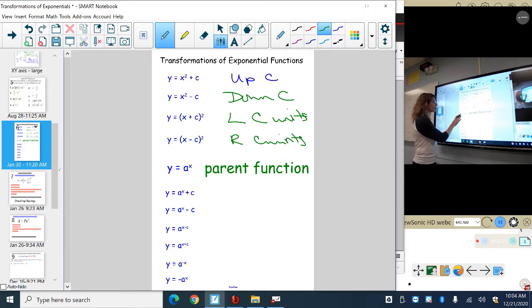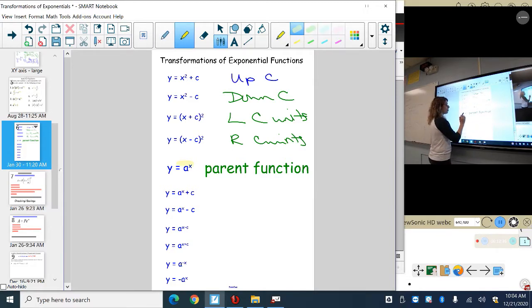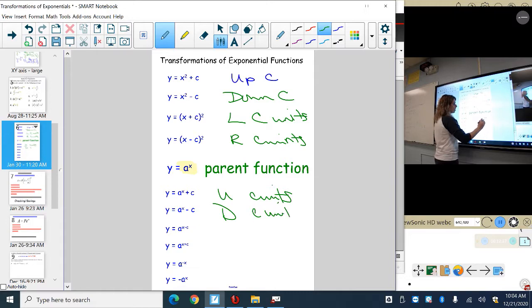This is still a quadratic, so this is going to go to the right c units. Okay? Now, this one right here is an exponential function. So since that's an exponential function, we apply the same rules up here, down here. This is going to go up c units. This is going to go down c units. This is going to go to the right c units. This is going to go to the left c units.